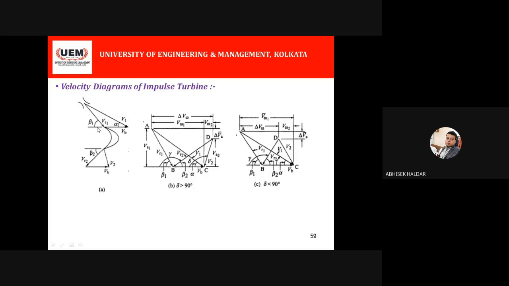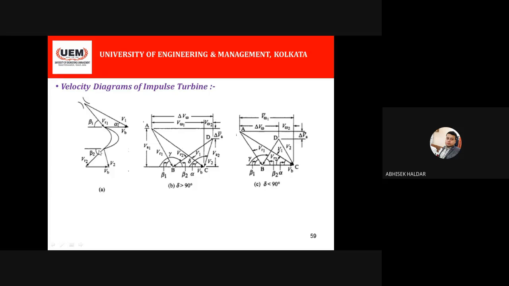Beta 1 is the angle what? Inlet blade angle. Beta 1 is the inlet blade angle. Alpha is the nozzle angle. Beta 1 is the inlet blade angle, which means it is the angle between VR1 and VB. Let us see now. This is the VR1, relative velocity at the inlet. This is the VB, straight line. So this angle is my beta 1.